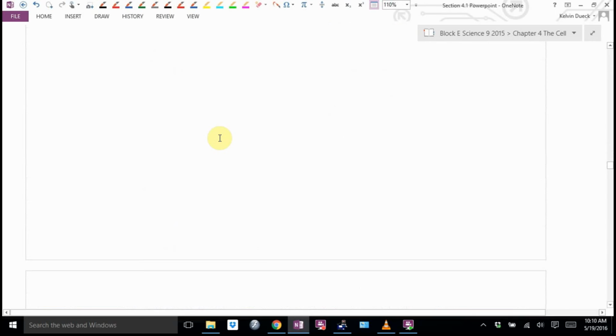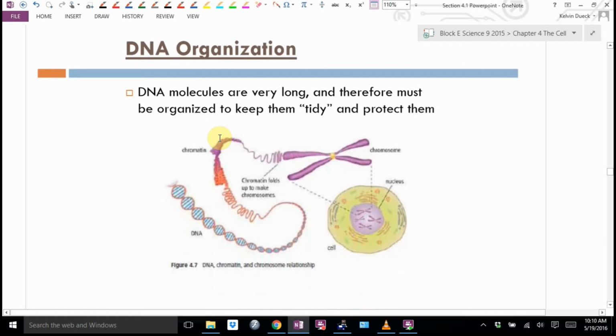So here's where we left off. DNA organization. DNA molecules are very long. Think coal. And therefore must be organized to keep them tidy and protect them, especially during the cell replication process. So normally while your cells are doing its thing, the DNA is all spiral. You can't see it without a very, very, very high-powered microscope because it's so thin. But just before the cell is ready to divide, the DNA starts to organize.